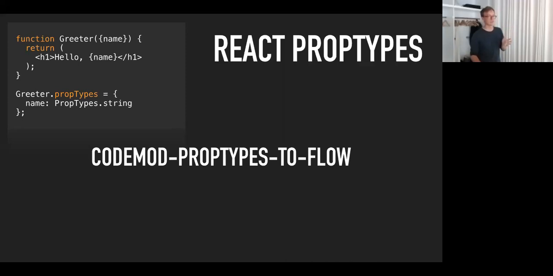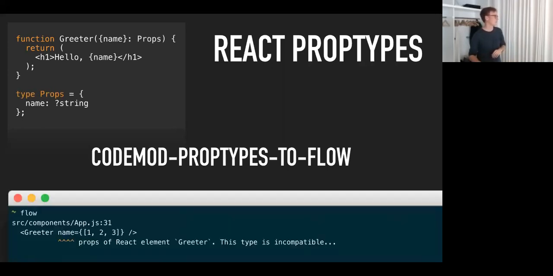So if you have an existing code base and you think, let me just try out Flow for the fun, then run this code mod prop types to Flow. It transforms your existing source code, ooh, nice, into something that looks like this. And you just check that in, and you'll see Flow actually comes up with compile time errors like you're actually using this greeter with an array. So that's nice.